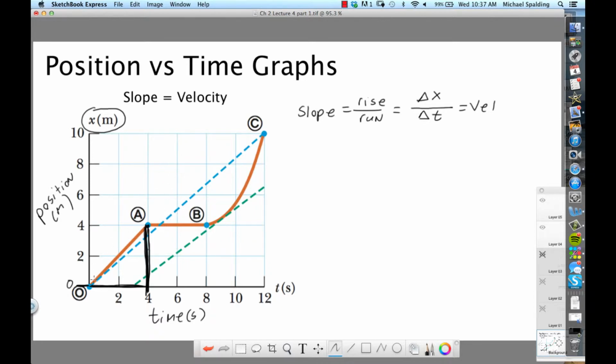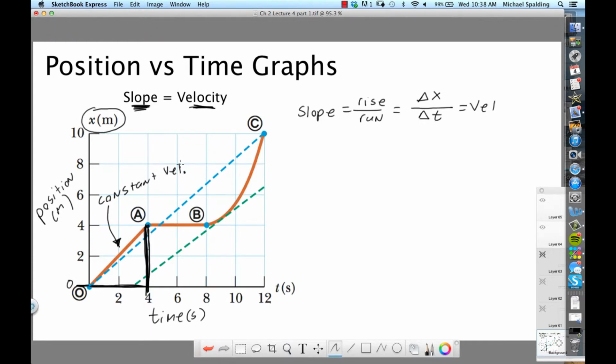Okay, now what's happening from O up to A? What can we say about that slope? It goes 4 meters in 4 seconds at a constant rate or not constant? Constant. So if you look at this line, the red line from O up to A, the slope of that line is constant. If the slope is constant, what does that tell us about the velocity? The velocity is constant. So O to A has constant velocity.